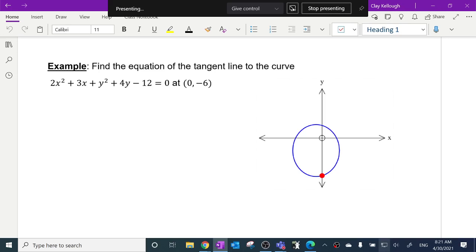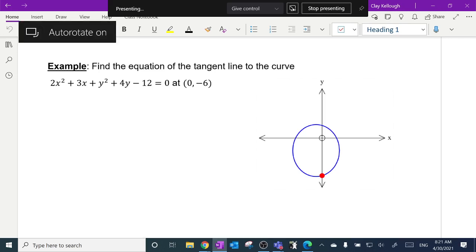If I wanted to try to do this by isolating y, it'd be really hard because notice y pops up in two different terms here, the y squared and the 4y. How would I end up turning this into an equation that looked like y equals? I'd have to go through quite a lot of algebraic gymnastics to make that happen. So I'm going to use my implicit differentiation method. So here's how that works.